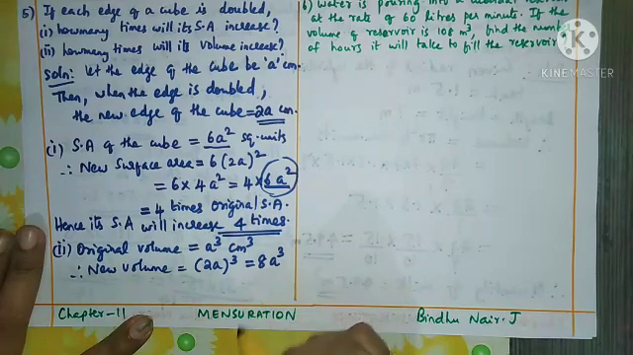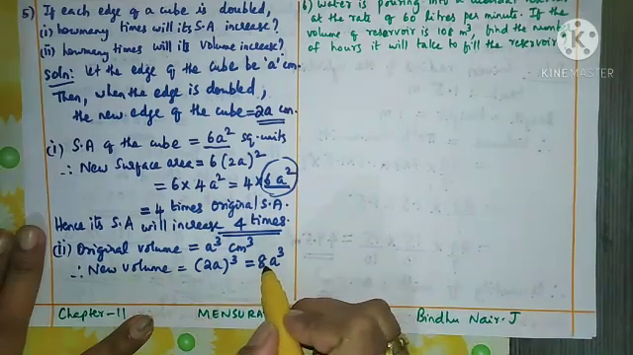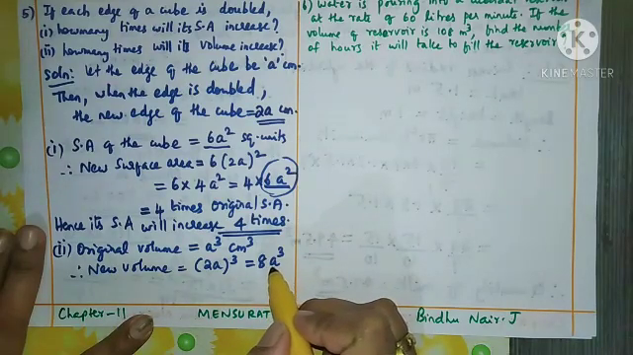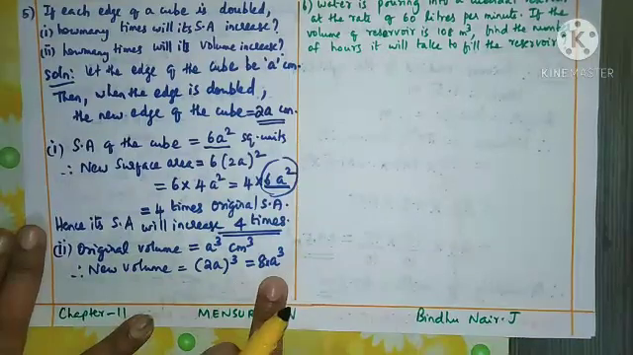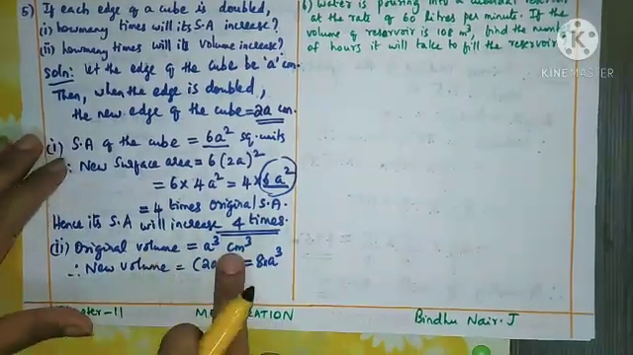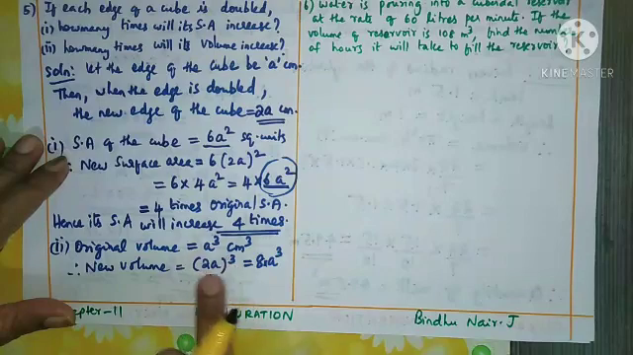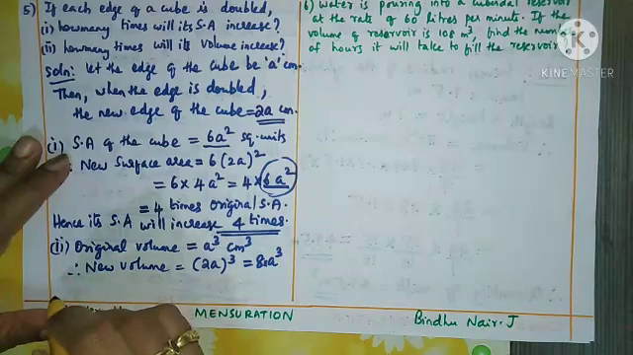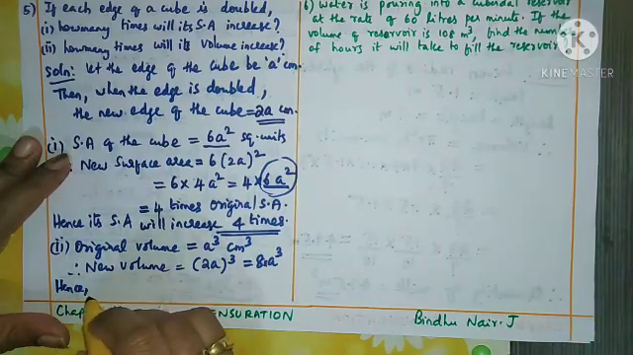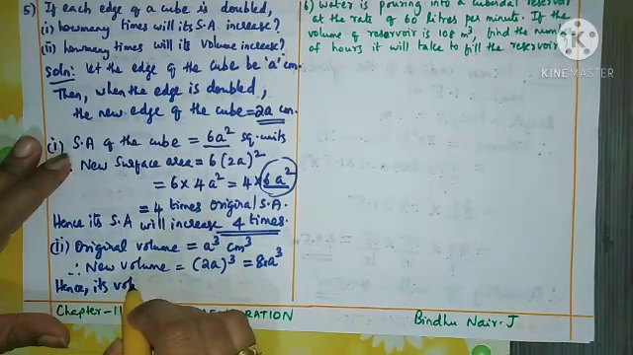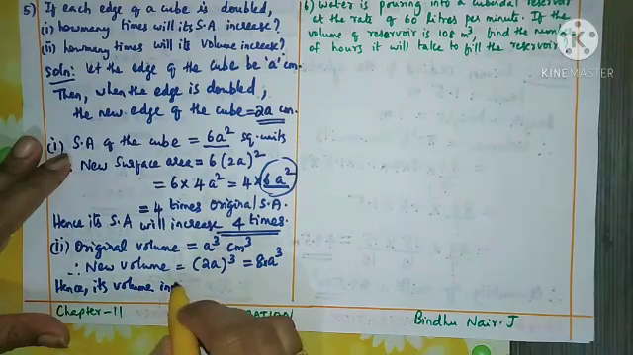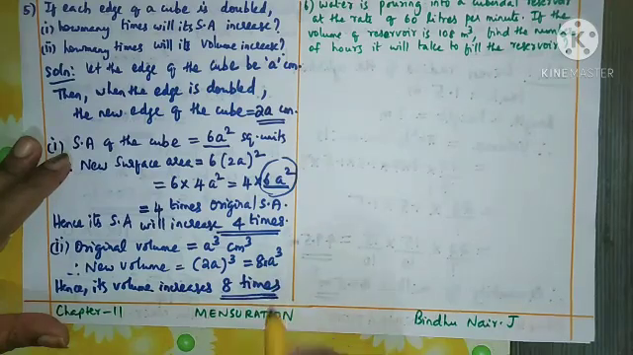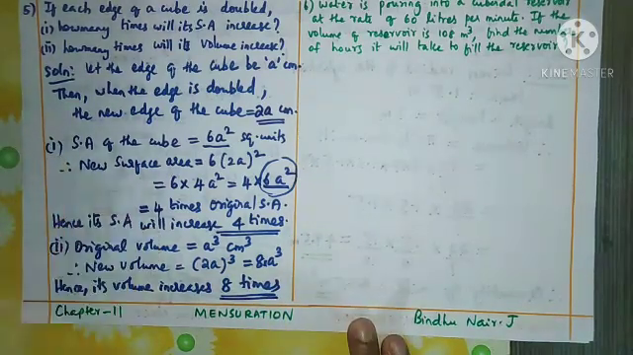So what is the meaning of this? 8 into a cube, correct? That means 8 times of the original volume. Okay, 8 times. So the original volume was first a cube, and when the side is doubled, it became 8 times of the original volume. Okay, so how to write? Hence, its volume increases how many times? 8 times. Okay, so that is the answer of this question.